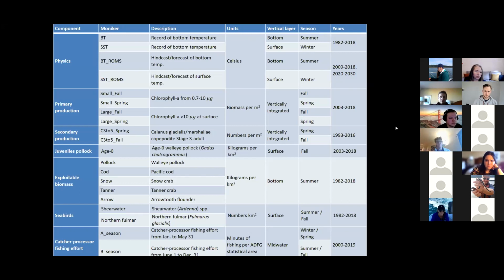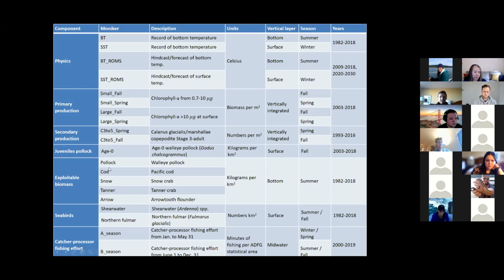So we kludged together 40 years of data for direct measurements of ocean physics, bottom temperature, and sea surface temperature, as well as hindcast and forecasted values from a downscaled Earth systems model using ROMS. We've got these size fractionated spring and fall chlorophyll A depth integrated bottle samples. We've got secondary producers in terms of Calanus, 2 dominant Calanus copepod species.